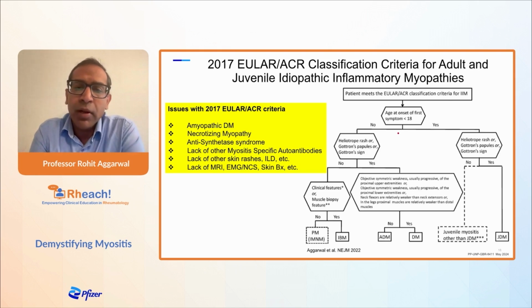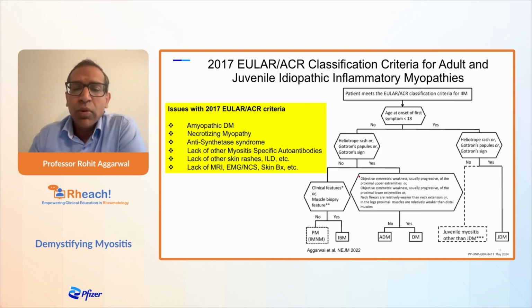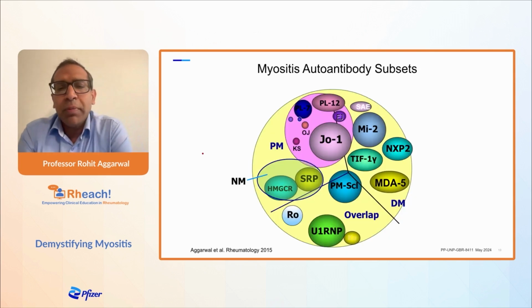It's very common nowadays to have MRI as an early test on myositis to see muscle inflammation, and this classification criteria also lacks that. So we are doing some work to improve this classification criteria. Next, I want to dive deep into the myositis autoantibodies.